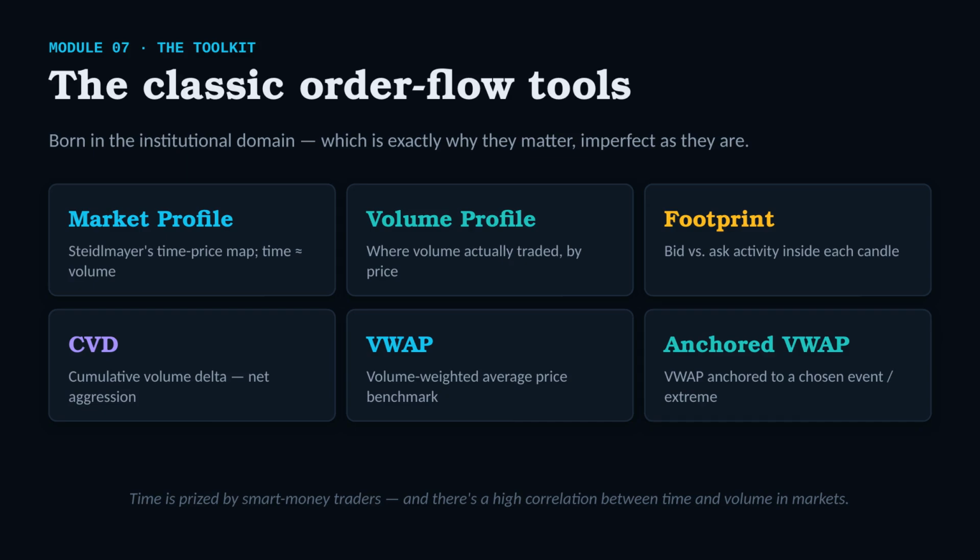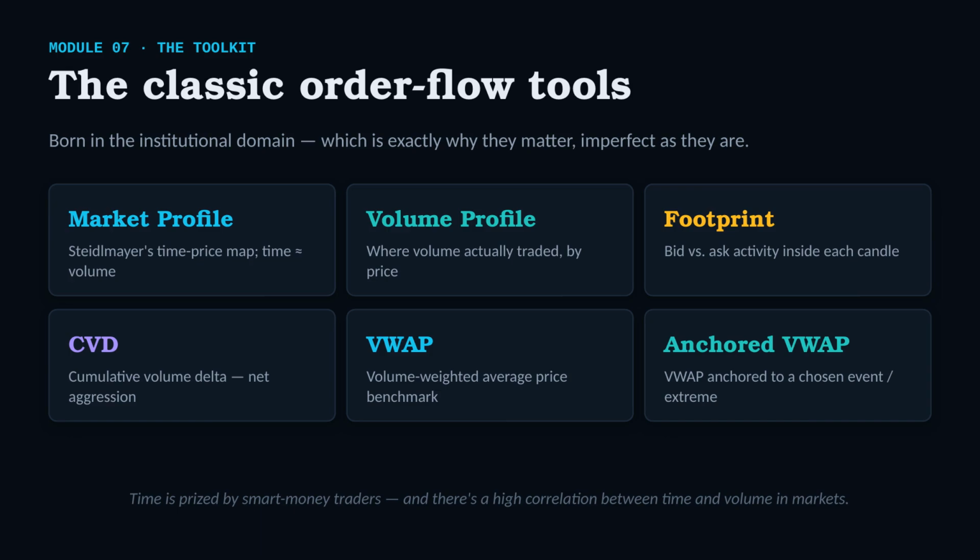With those limitations in mind, here is the institutional toolkit. Market profile from Steidlmeyer's approach, which maps time against price. Volume profile, showing where volume actually traded by price level. The footprint, which shows bid versus ask activity inside each individual candle. Cumulative volume delta, which tracks net aggression over time. VWAP, the volume-weighted average price. And anchored VWAP, which is VWAP anchored to a chosen event or extreme.